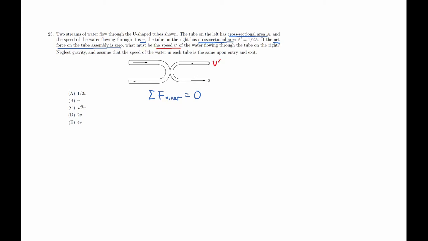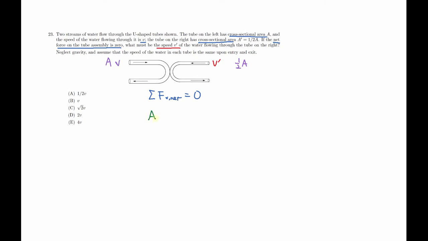To demonstrate that, I'm going to first start out with the given unit. Earlier it said we have cross-sectional area A here, but the cross-sectional area on the right side of the U-tube is 1/2 A, and we have V flowing here, and then V prime. So we don't have equal speed of water flowing, and I can demonstrate this by writing the units.